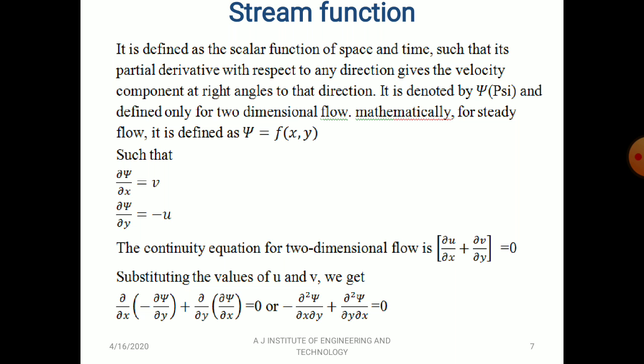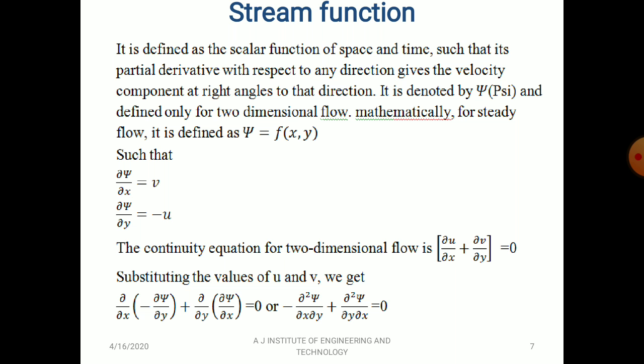Again here, the continuity equation is ∂u/∂x plus ∂v/∂y plus ∂w/∂z. But here the stream function is applicable only for two dimensions, so we can neglect the third term in the continuity equation as well. So we get the continuity equation as ∂u/∂x plus ∂v/∂y equal to 0 for the two-dimensional case.